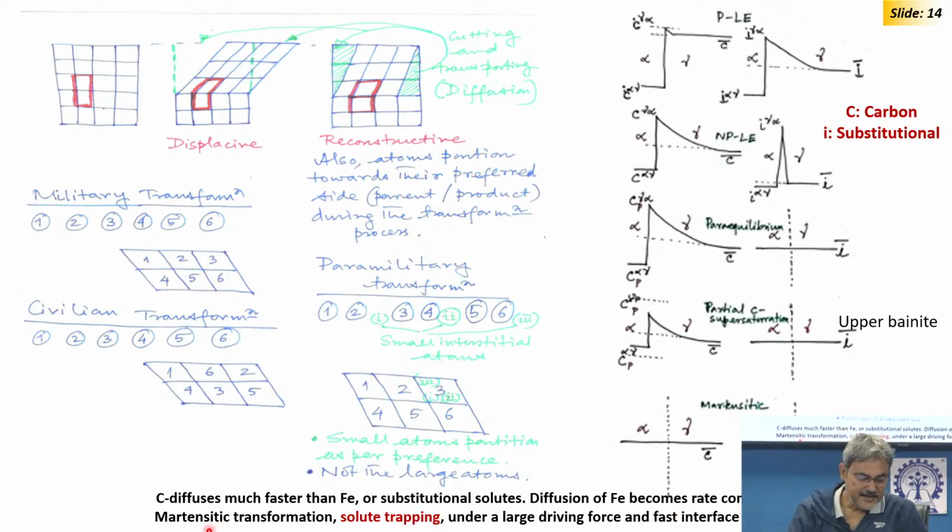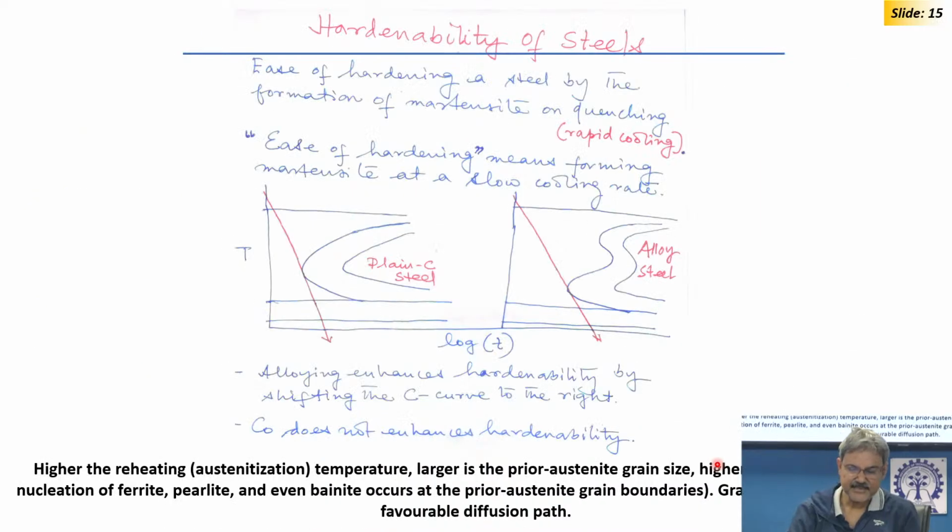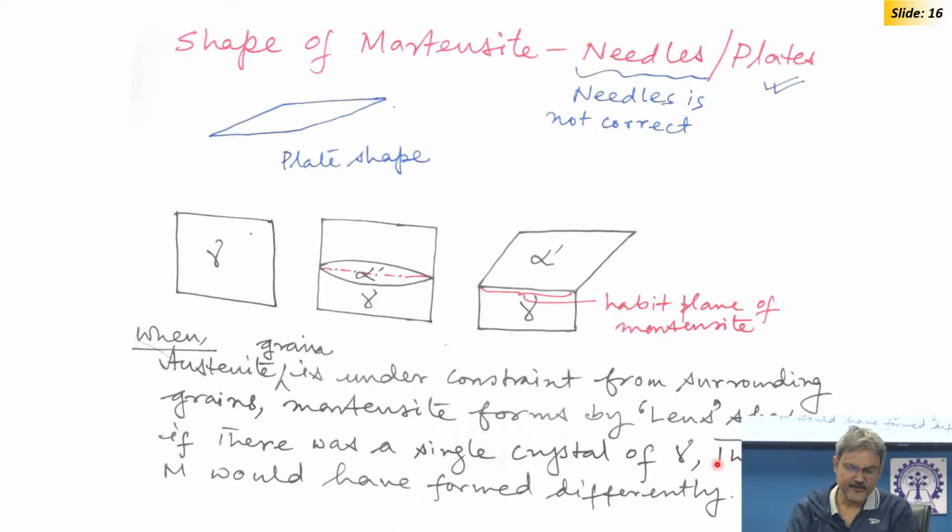But if your driving force is so high that you do not have control, it is moving like anything, then there can either be carbon diffusion or no diffusion at all, a complete displacive transformation, where the entire thing transforms by a shear and dilation, and all the nearest neighbors are retained. So, it is called solute trapping. Completely, solute is getting trapped. Hardenability I think I have already explained. So, let me come to martensitic transformation.